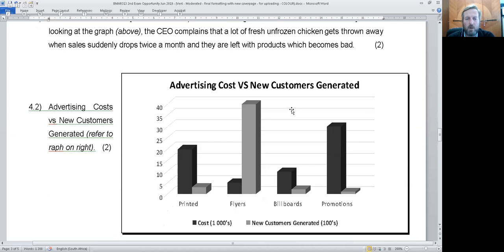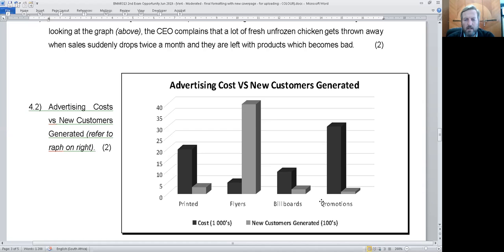Okay, so the next one is advertising costs versus new customers generated. So you've got your cost. Once again, note that you need to multiply it by 1,000. So that is most probably 17,000 South African rand that you spend, versus new customers generated, which are in hundreds. So I'm guessing 200 new customers are generated for 17, 18,000 rand being spent.